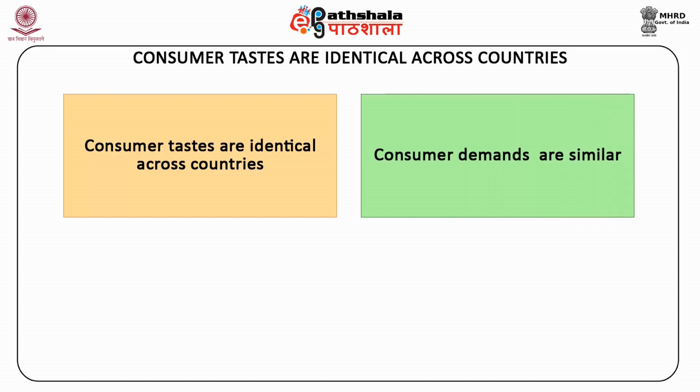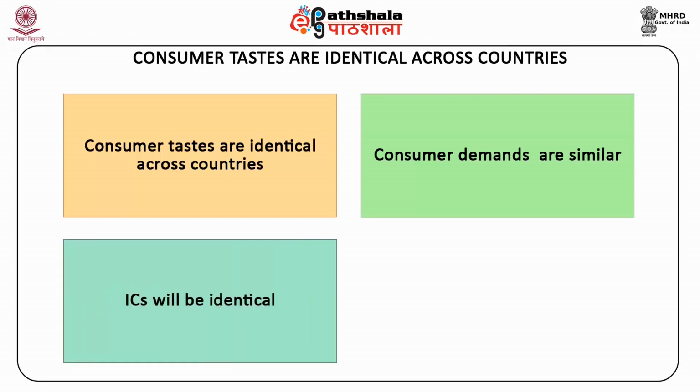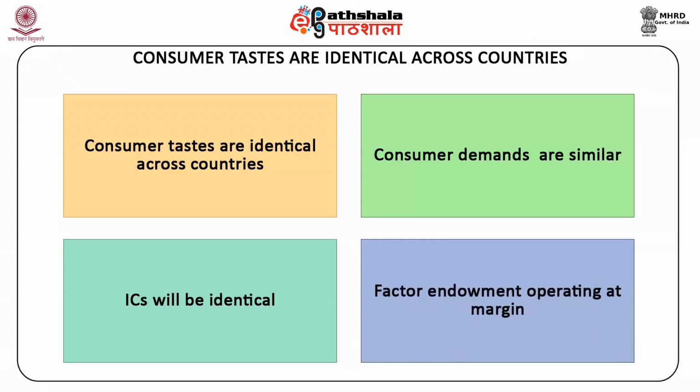Consumer demands are assumed to be approximately similar in both countries. And since consumer preferences are represented by indifference curves, this assumption implies that ICs for the two countries will be identical. This is again assumed to make factor endowment the key operating force at the margin.